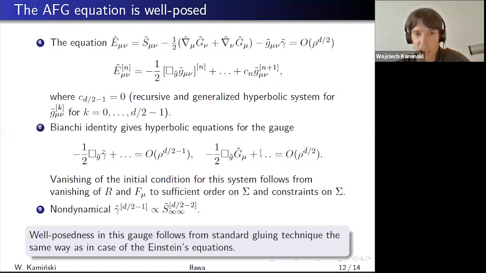Okay, even if this E satisfies this condition and these gauges vanish, still the Ricci tensor will not be zero because we're lacking the last condition. But this last condition is exactly this non-dynamical field. So we can always impose it by hand. And if we impose it, then the Ricci tensor vanishes to the given order and we have a solution to the Anderson Fefferman-Graham equation. So it's also well posed.